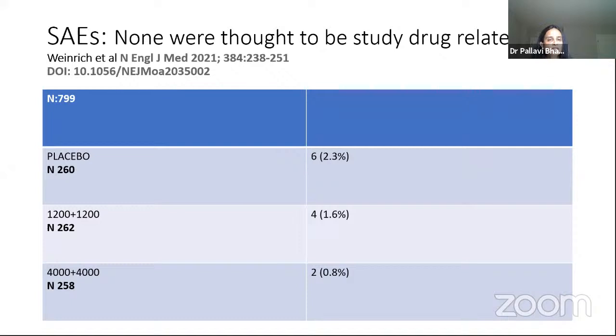Serious adverse effects with this product. Placebo saw about 2.3%. The dose that you would be using, about 1.6%. And none of these serious adverse effects were thought to be related to the study drug.